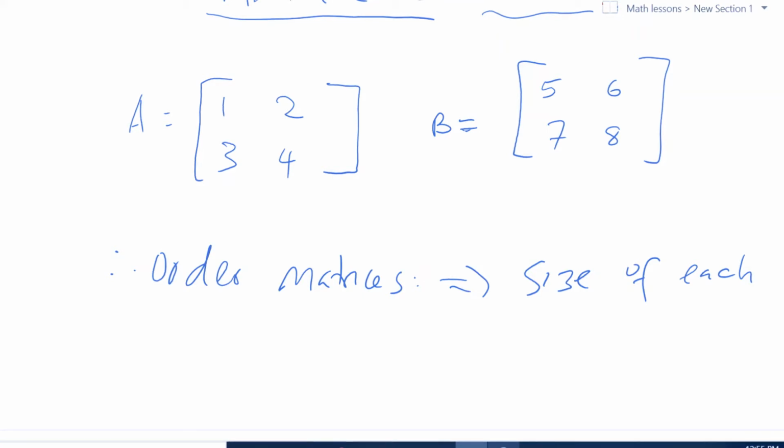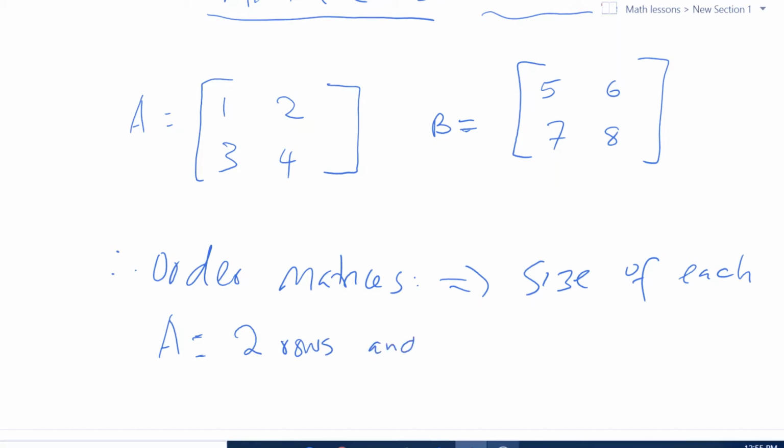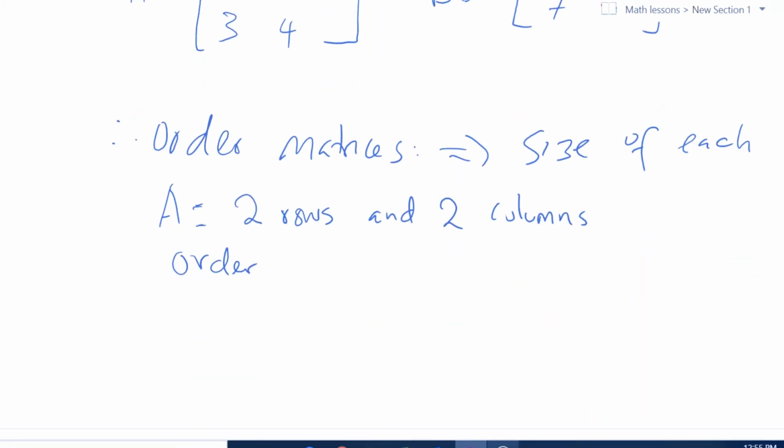For example, matrix A: when you're looking for its size, you just count the number of rows and the number of columns of that matrix. It has 2 rows and 2 columns. So the order of A is equal to 2 by 2.